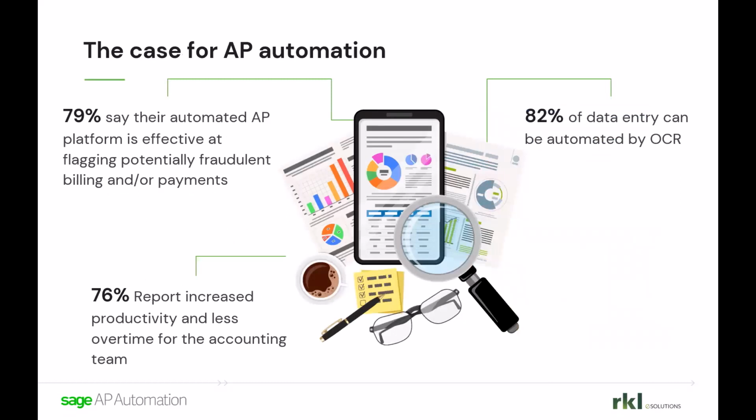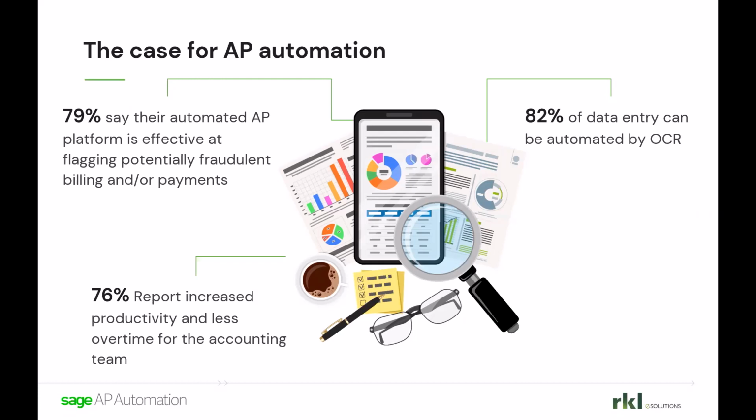Alrighty, so addressing that first challenge there, the fraud and abuse. 79% of companies who have implemented AP automation say they are now effective at flagging potentially fraudulent billing and/or payments. So Sage AP automation helps customers reduce the risk with features like automated approval routing. So now no longer needing someone to sit there and manually choose who this goes to. You can just click a button and forget about it and just have actual structured rules in place.